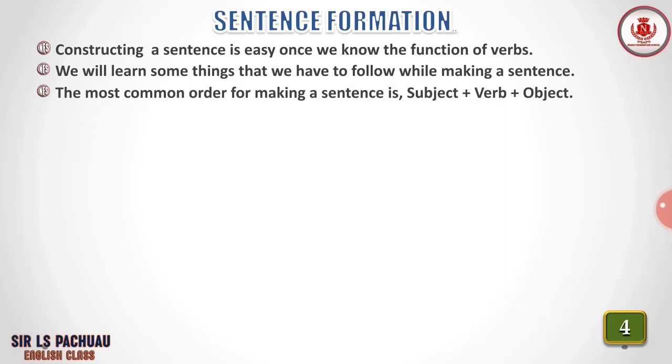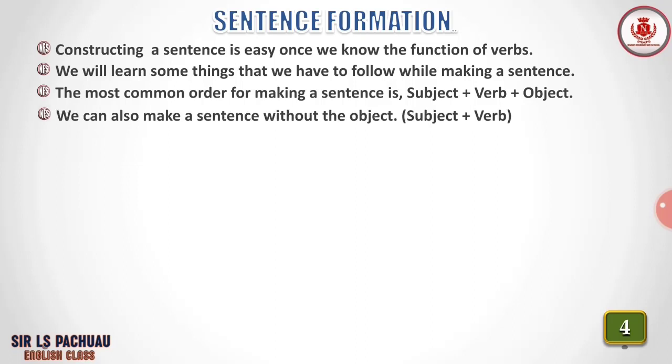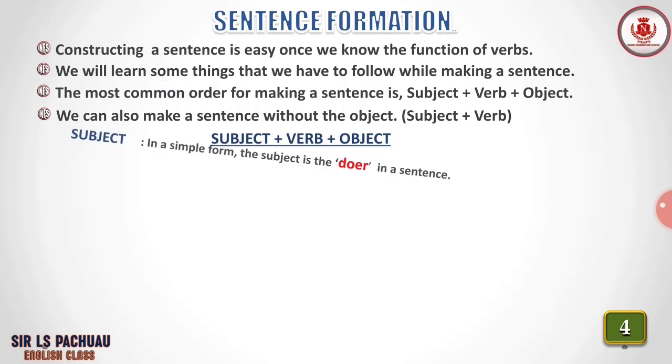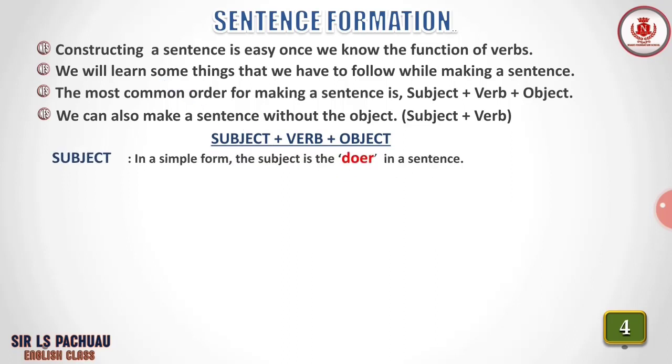And the most common order for making a sentence is subject plus verb plus object. This is the complete sentence, the order of a complete sentence. But we can also make a sentence without the object, meaning we can also make a sentence with subject and verb only. So let's see this subject plus verb plus object. What are they? The subject here.